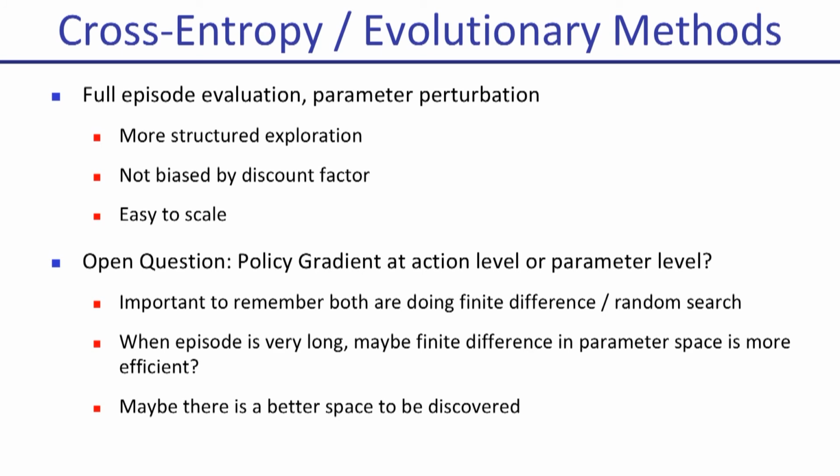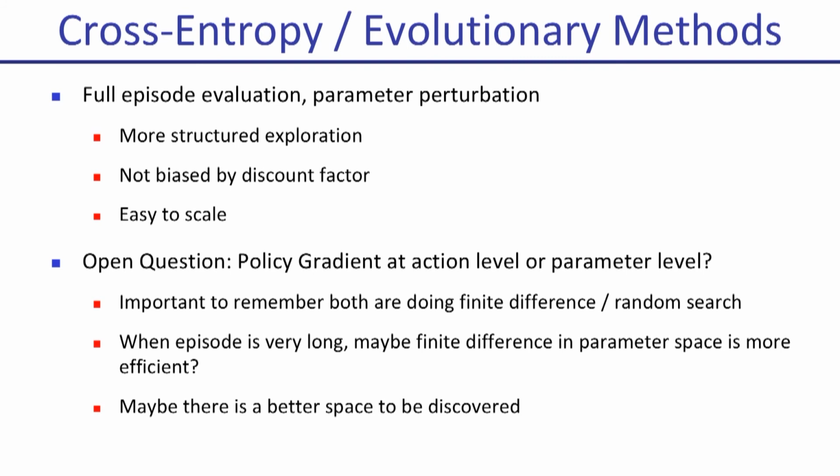Then I guess we should end with an open question. That is, policy gradient at action space, that's what we have seen yesterday, and policy gradient at parameter space, that's evolution, a parametric kind of evolution that we have seen today. Which one is better?